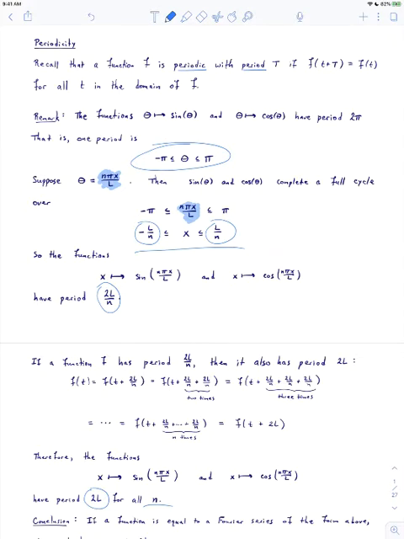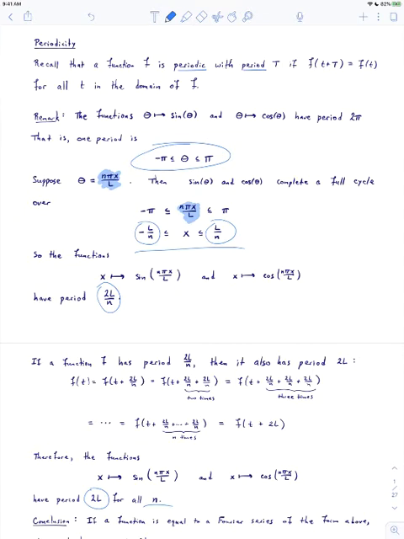Now the smallest period is called the fundamental period, and we're not saying that the fundamental period is 2L. Just like sine and cosine have period 2 pi, they also have period 4 pi, but the fundamental period is 2 pi. Here we're not saying that the fundamental period is 2L, we're just saying they're periodic with period 2L.